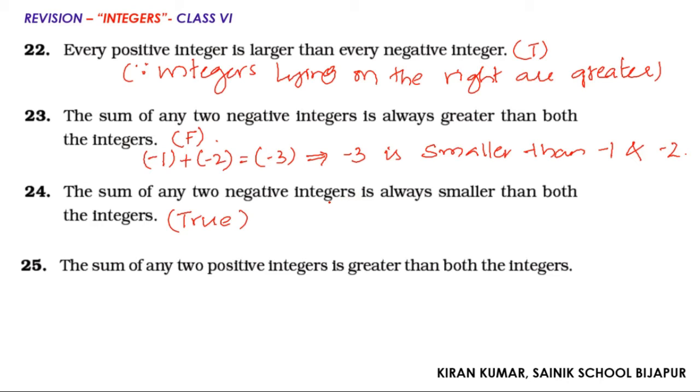Statement 25: The sum of any two positive integers is greater than both the integers. This statement is always true, because when I consider positive 1 added to positive 5, we get positive 6. This 6 is larger than positive 1 and also positive 5.